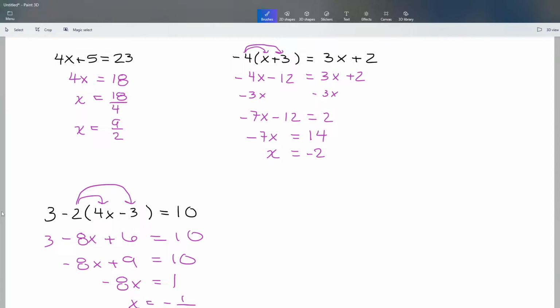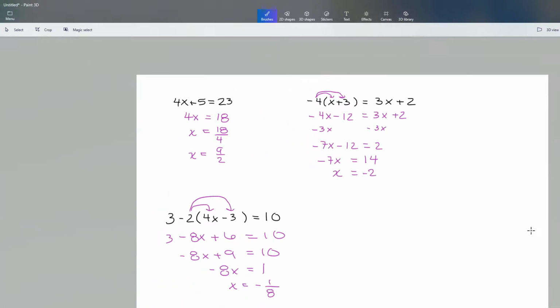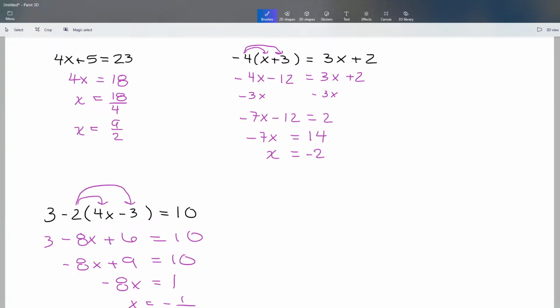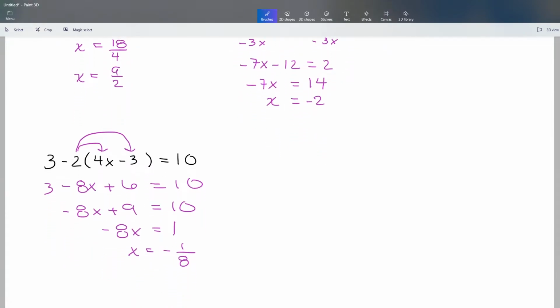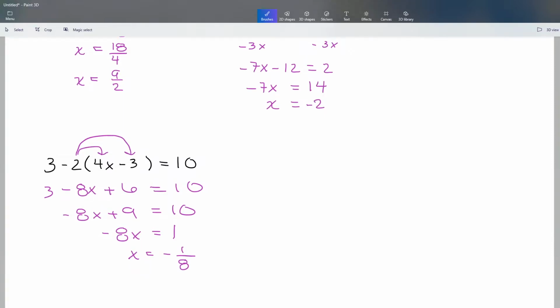Oops, let me scroll up a little bit here so that you can see. That's not what I wanted to do. There we go. So you can see that this is our final answer.